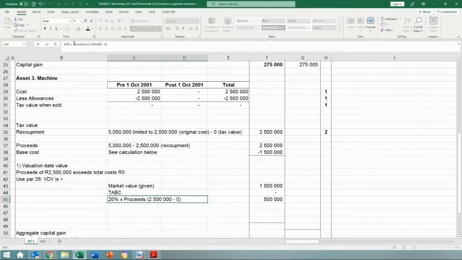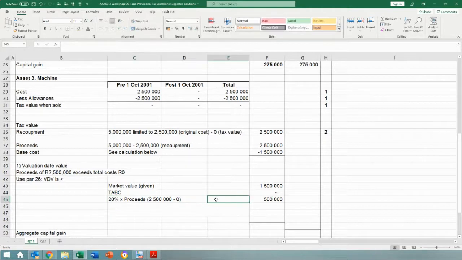Okay, but this is the adjusted proceeds after we have taken into account the amount that has already been included in gross income. Then you would deduct any cost incurred after 1 October 2001, which was 0. Now, if I work out the 20% of the 2.5 million, I get 500,000. The market value was 1.5.